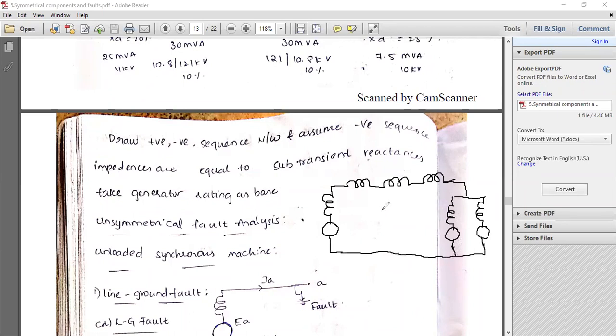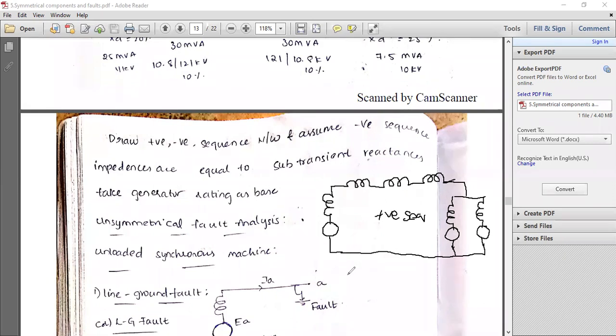Now this is the positive sequence. You can determine all the ratings of the impedances and the voltage sources in terms of per units. This we already know. So this is the positive sequence network you are asked to draw.